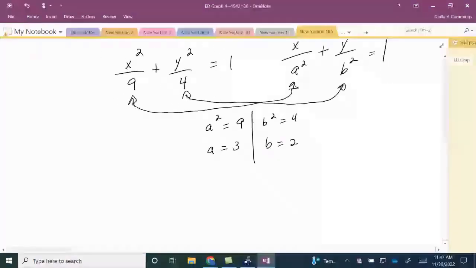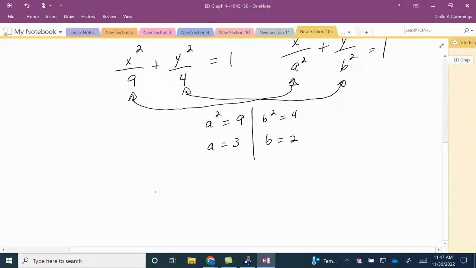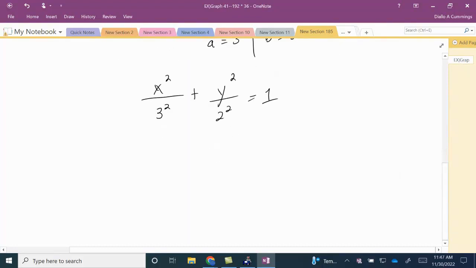So when I write out my equation in standard form, I have x squared divided by 3 squared plus y squared divided by 2 squared is equal to 1. Right, so now we're going to graph.